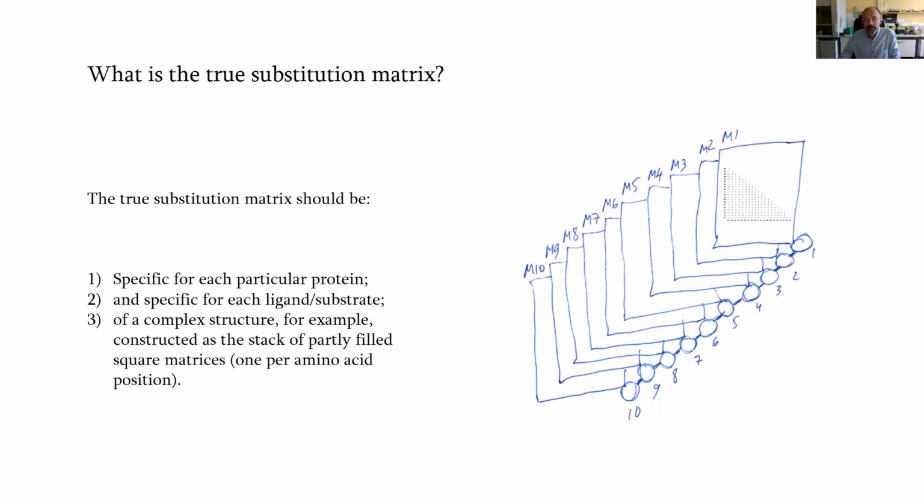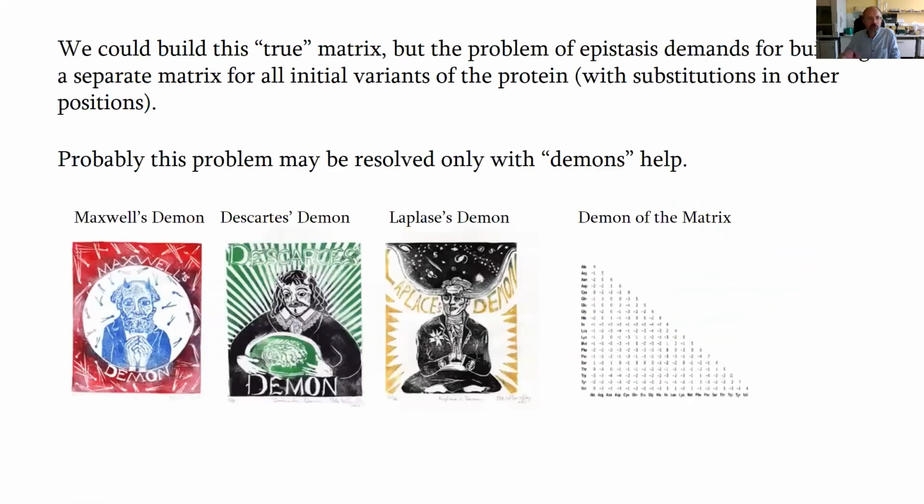But are we really capable of building this matrix or not? I think not, because another very important problem is epistasis, which demands building a separate matrix for all initial variants of the protein with substitution in another position. And I think it is an impossible task. And to resolve it, probably we have to call for demons' help. I mean demons in a good sense.